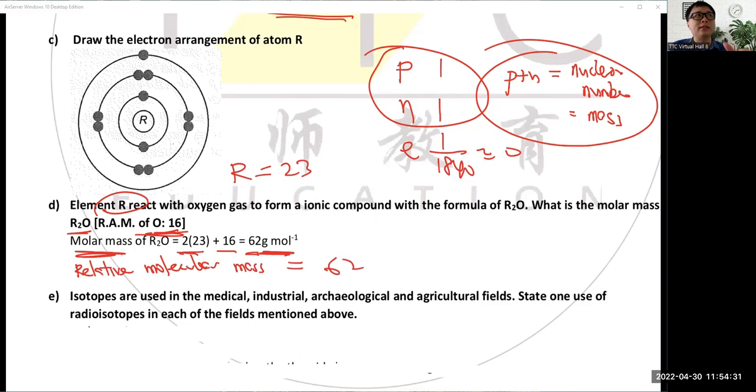Because relative molecular mass is compared with 1 over 12 of the carbon mass, the comparison has no unit. It's just how many times heavier. But molar mass is different. Molar mass means the mass of 1 mole of substance. It means you must tell me how many grams per mole. Per mole means every mole, how many grams.